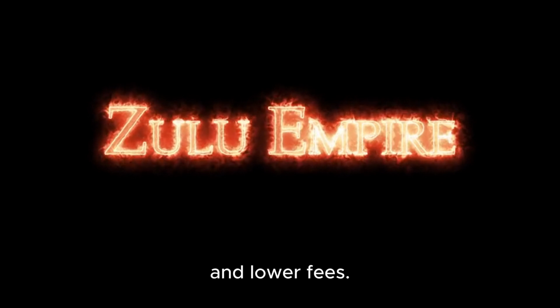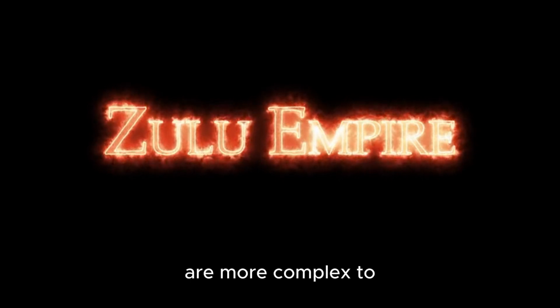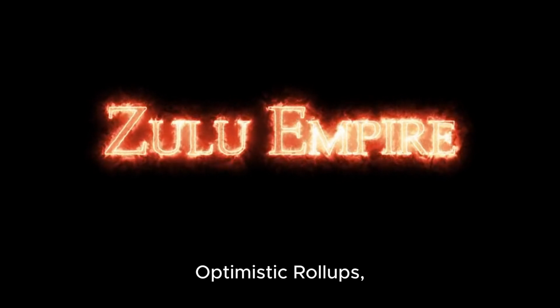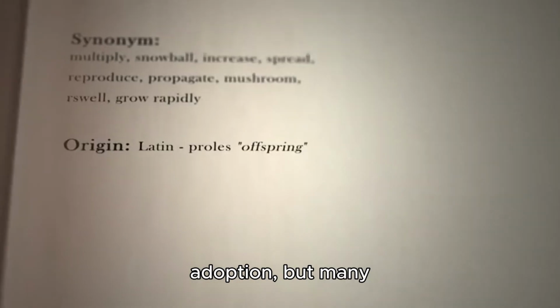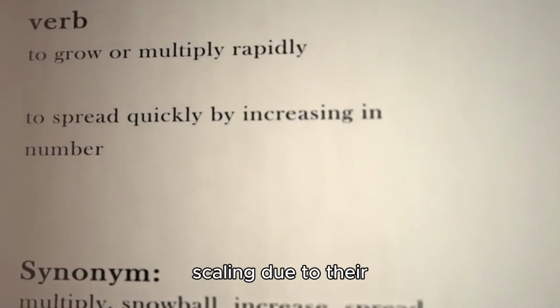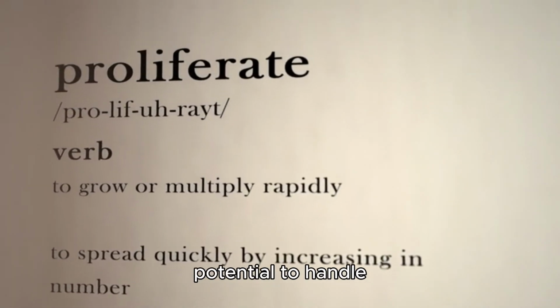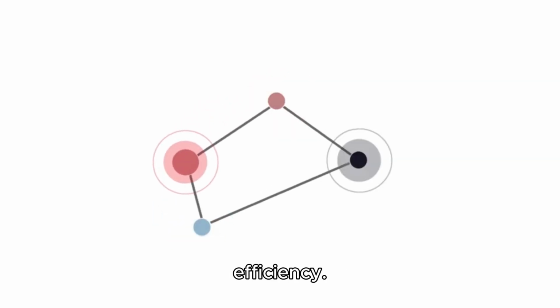Because ZK rollups are more complex to implement than optimistic rollups, they are still in the early stages of adoption. But many believe they hold the future of Ethereum scaling due to their potential to handle more transactions with greater efficiency.